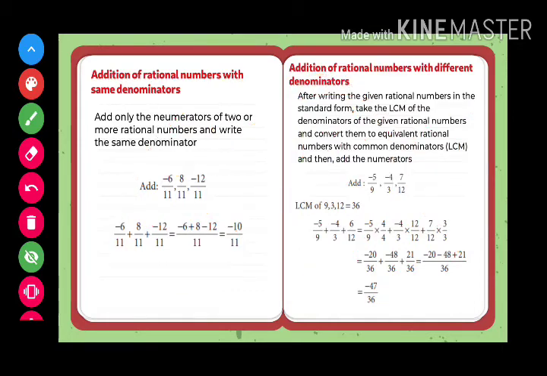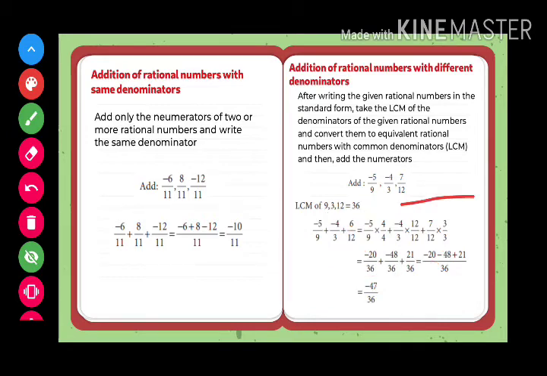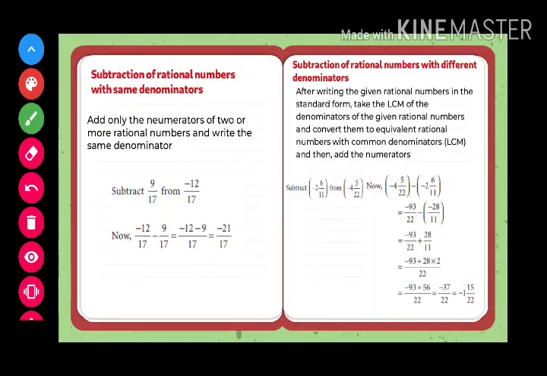Same way they have given a question here. In this the LCM is 36. So you have to convert these three rational numbers into rational numbers having denominator 36 and then you have to add all the numerator part. Okay, so that's all about addition. Now we'll get into subtraction.